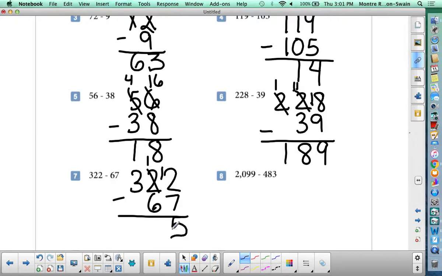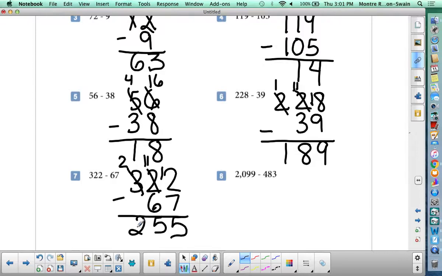Now in the tens place, we have 1 minus 6. We cannot do that, so we have to regroup from the hundreds place. So we're going to cross out the 3. The 3 becomes a 2. The 1 in the tens place now becomes 11. So now we have 11 minus 6, and that is 5. Okay, so now we have 2 minus nothing in the hundreds place, so that is 2.